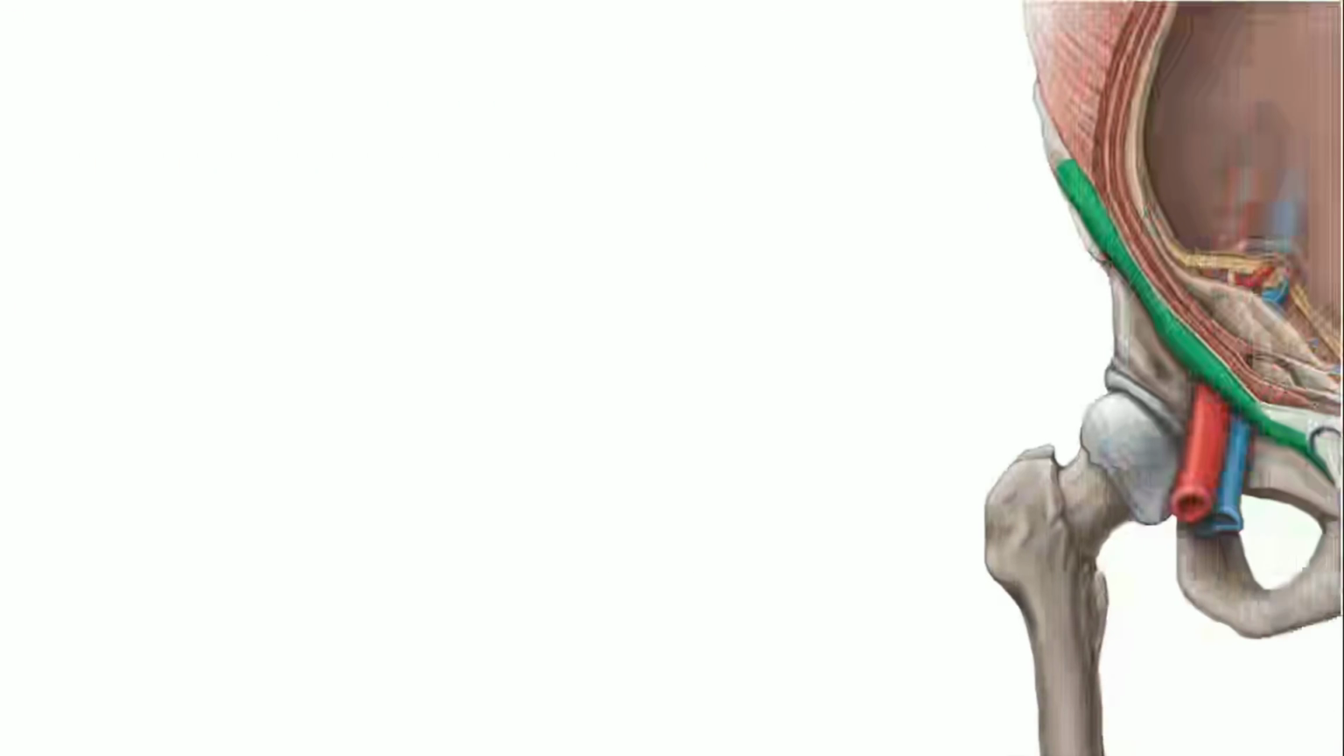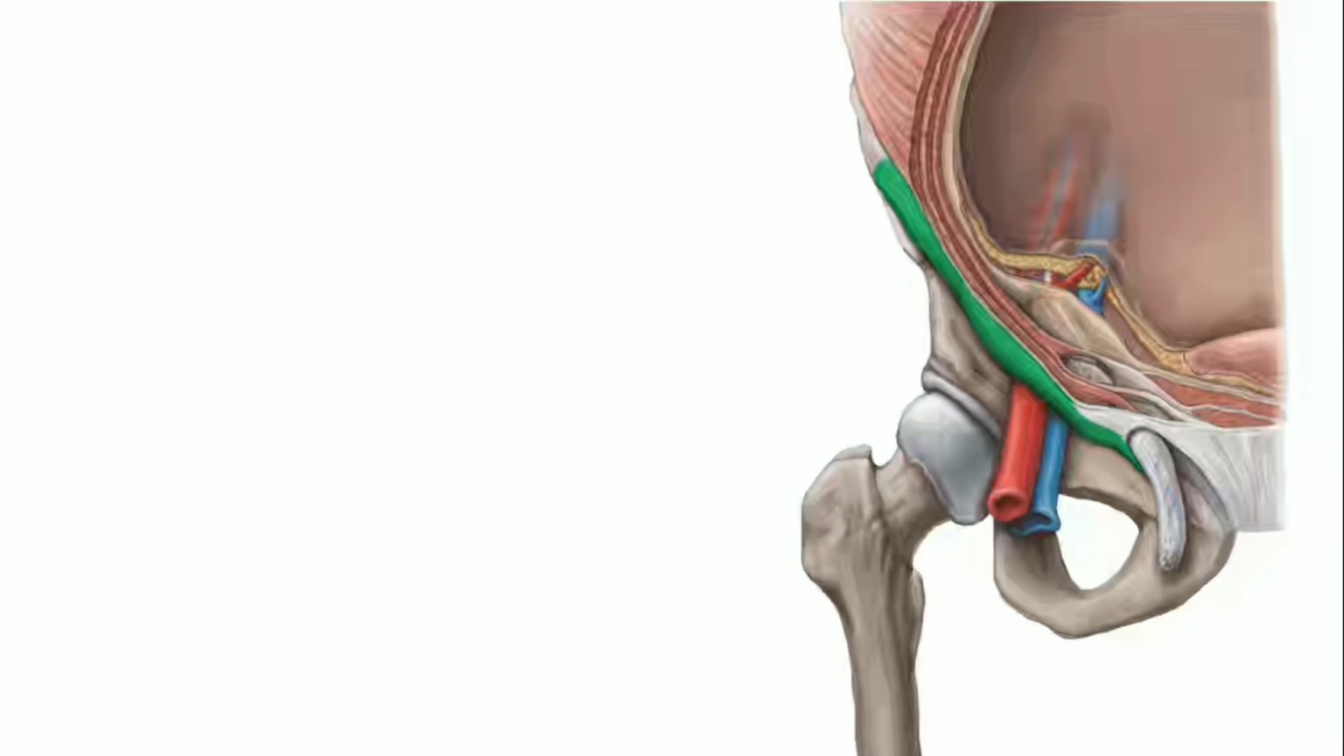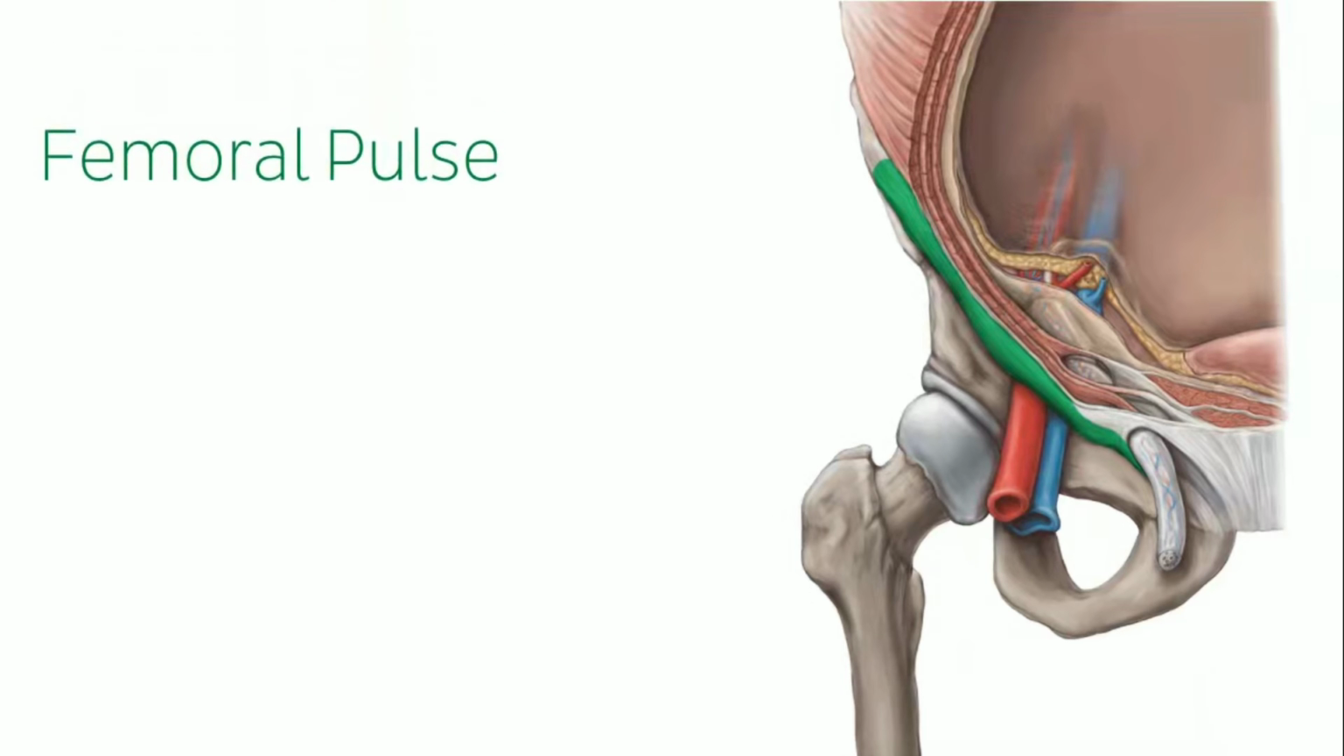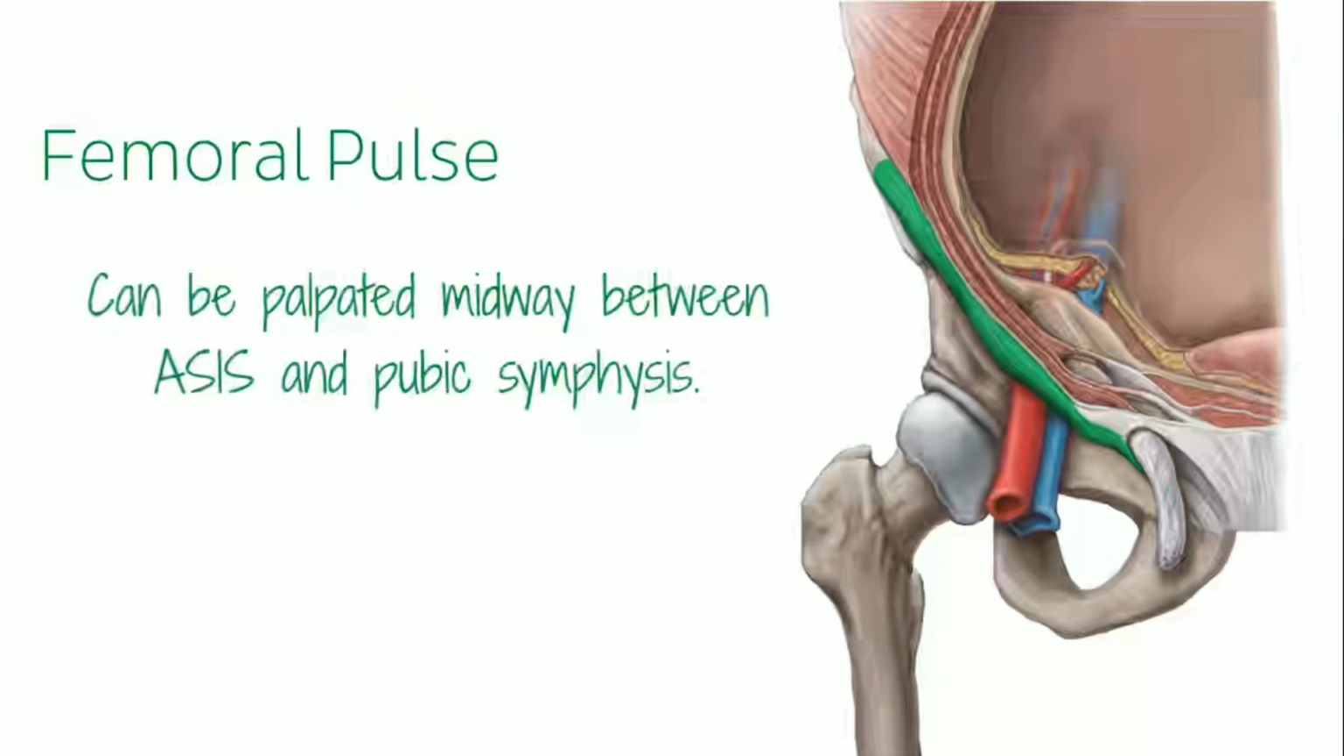Finally, to end this tutorial, we will discuss some clinical notes on the femoral artery that are relevant to clinical practice. The femoral artery can be palpated in order to feel the femoral pulse. The best place to palpate the pulse is midway between the anterior superior iliac spine and the pubic symphysis, just inferior to the inguinal ligament.